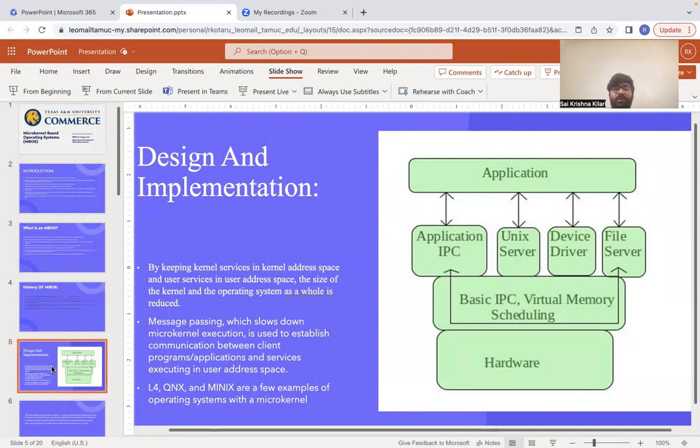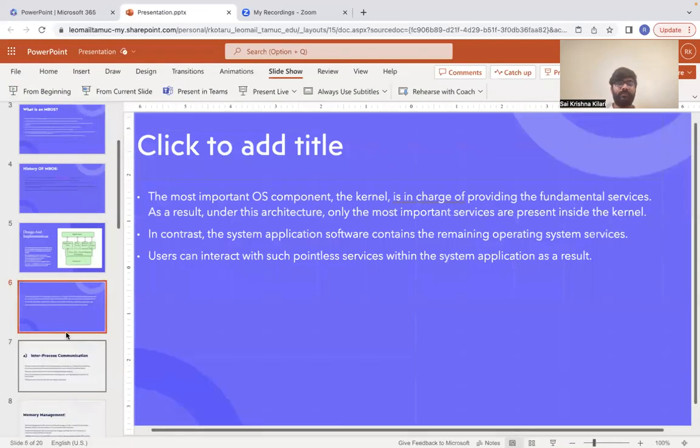L4, QNX, and MINIX are a few examples of operating systems with a microkernel base. As you can see in the diagram, the most important OS component, the kernel, is in charge of providing the fundamental services. As a result, under this architecture, only the most important services are present inside the kernel. In contrast, the system application software contains the remaining operating system services. Users can therefore access such services within the system applications.